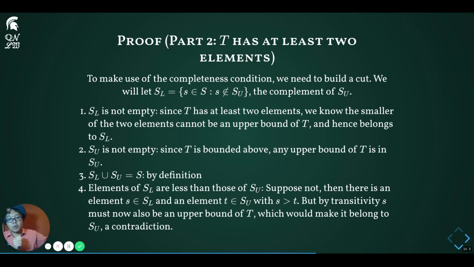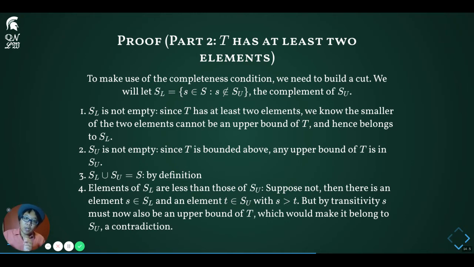First, SL is not empty. Since T has at least two elements, it has at least one element that is less than some other element of T, disqualifying it from being an upper bound. This element then must belong to SL. Next, SU is not empty. By assumption, T is bounded above, which requires T to have an upper bound, which would become an element of SU.